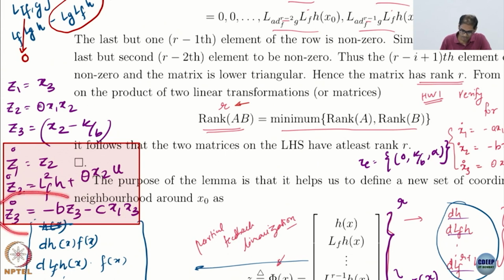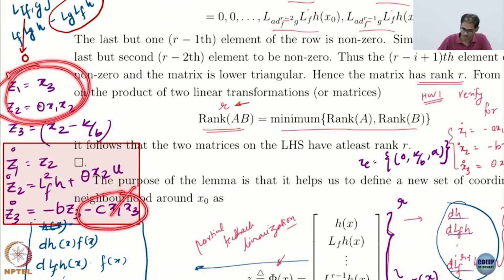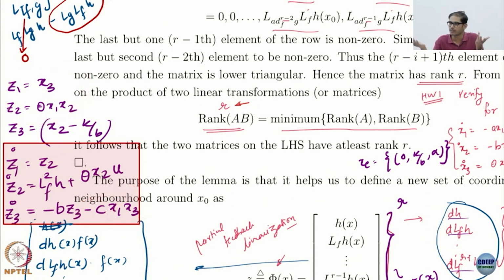So this is a rather nice system. Why? All I have to do is check what happens to the eta dynamics when psi is 0. When psi is 0, these guys are 0, which means this guy is 0, this is gone. So what am I left with? Z3 dot is minus B Z3, which is exponentially stable. It is a very nice zero dynamics. So we can actually use these results. All I have to do is design a U so that this system becomes exponentially stable.